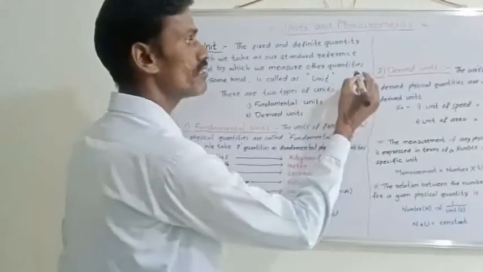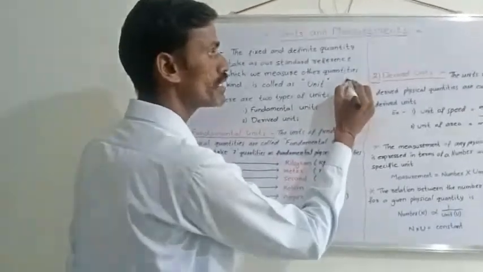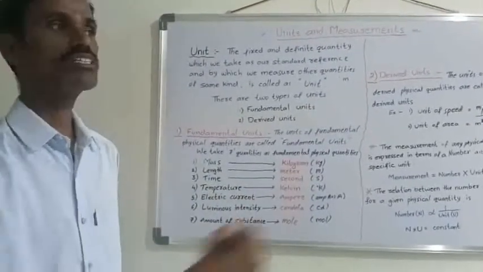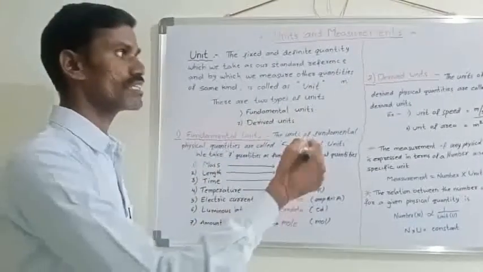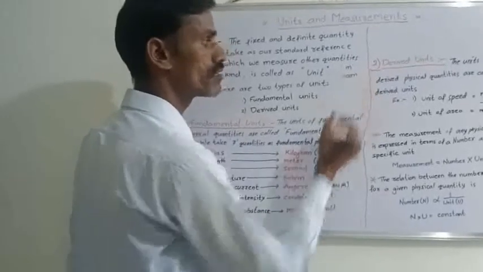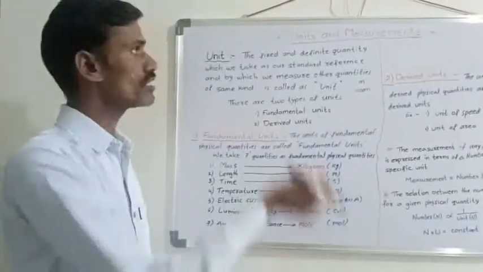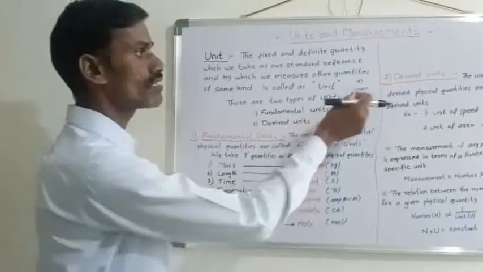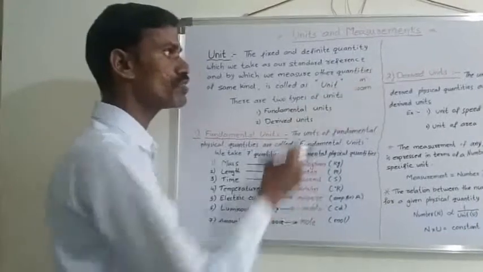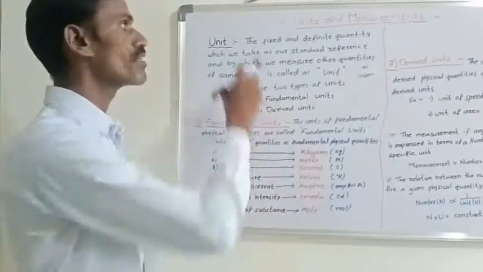Suppose to measure the length, we take the meter as the standard reference. Suppose the distance between two cities is 100 meters, 1000 meters. That means here the meter is the standard reference. So it is a fixed and definite quantity. That standard reference is taken as the unit, and by using this unit we measure other quantities of the same kind. So other distances we measure in terms of this unit.